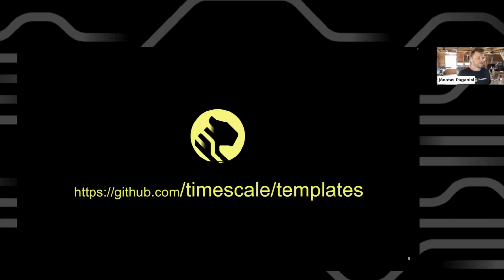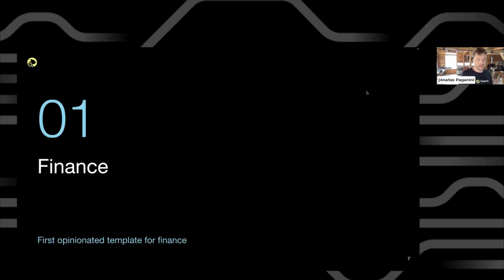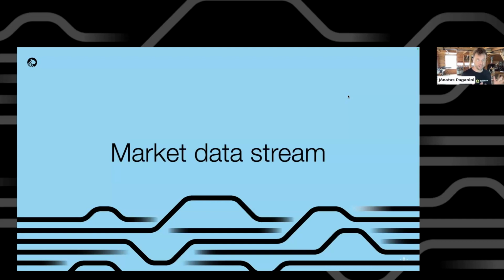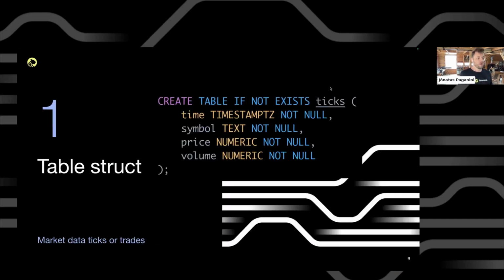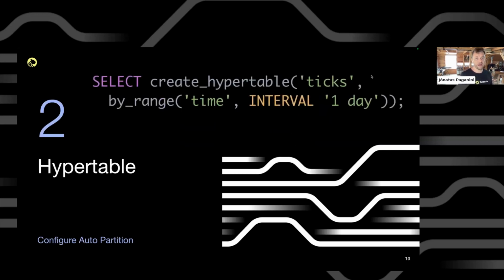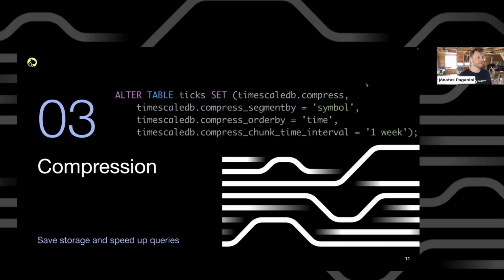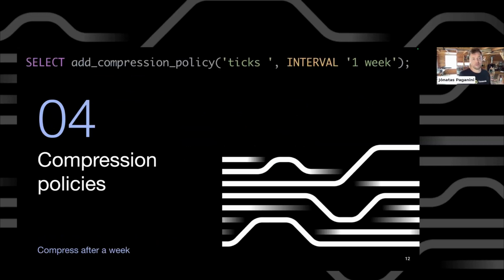And let's get started. So we have this GitHub timescale templates. And the actual template for finance is done. So this is only for market data stream. And what we have here is this small, very simple ticks table that only stores trades, and then we create a hypertable out of it. So we partition data every 1 day, and then we also enable compression after 1 week, and we make it a compression policy, right?